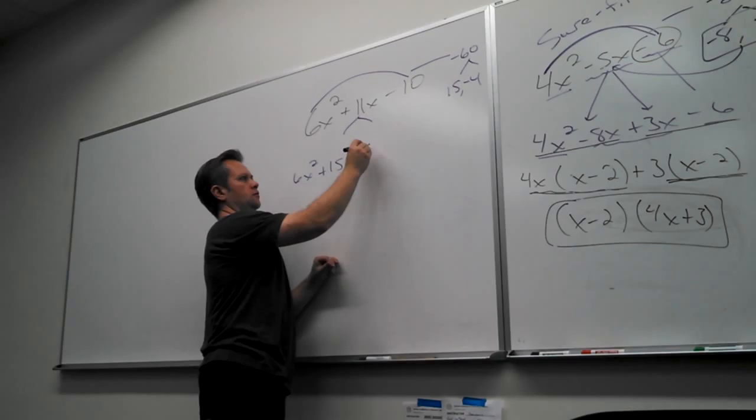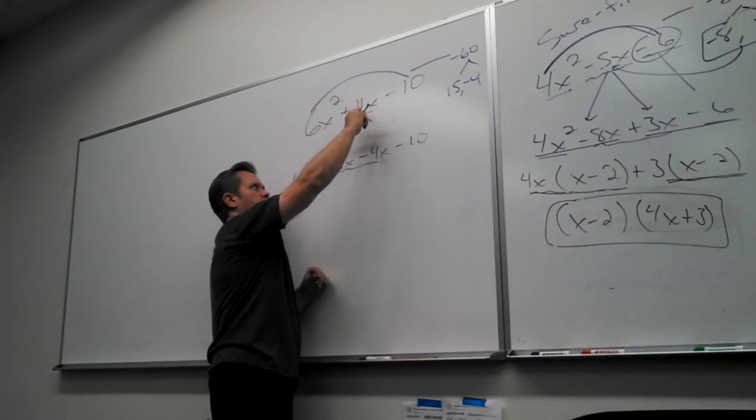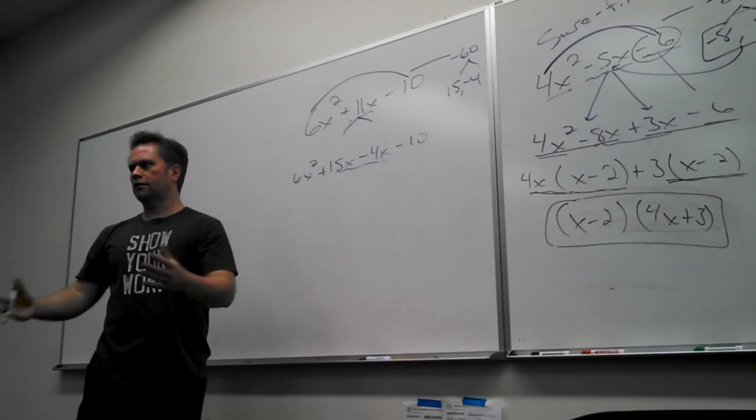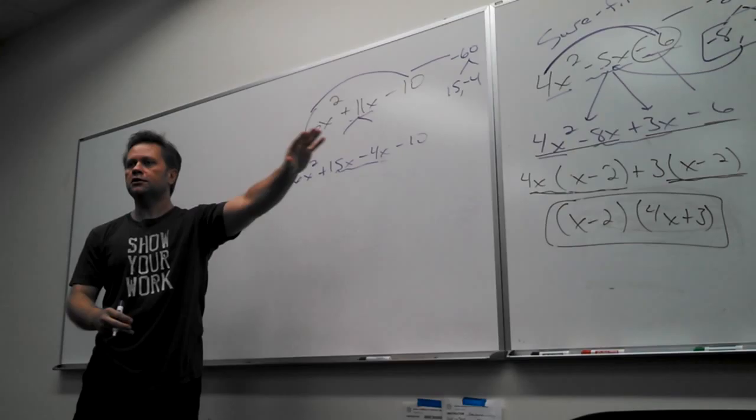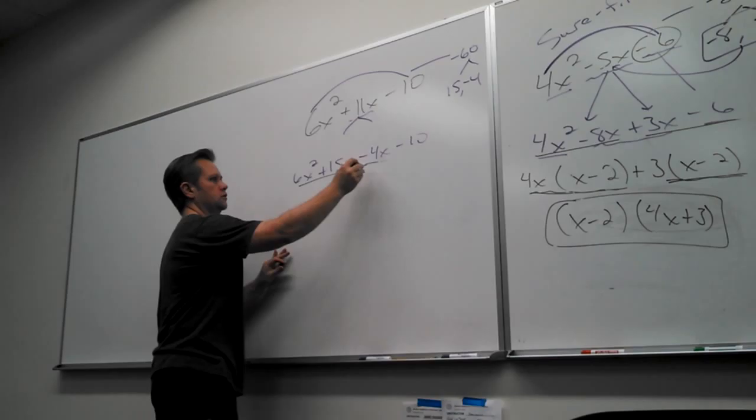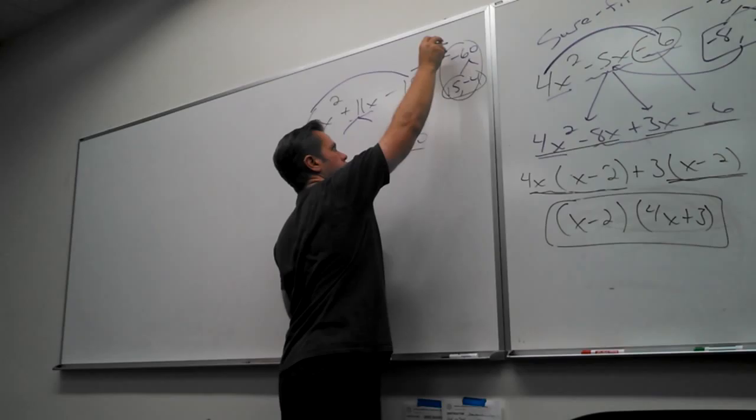So what do I do? 6x squared plus 15x minus 4x. So whatever you write here has to actually work out to be this. So what I really just did was nothing. I just did nothing. Good job, Jeff. Because 15x minus 4x is 11x. But of course, I did plenty. I actually just made it look different. Now there's four terms. And I can do what?